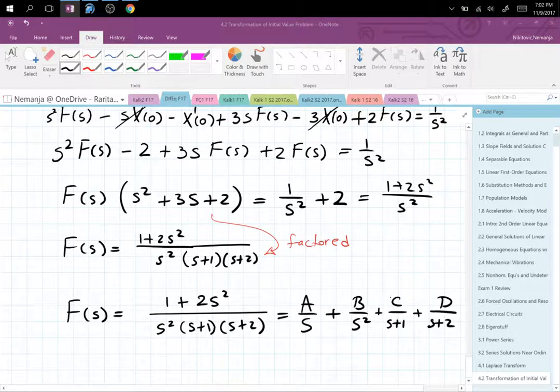I hope you all have the same setup for the partial fraction decomposition. They are different coefficients. Yes, that's the linear, s plus 0. So it's a repeated linear, which means s squared. And then a single s plus 1, single s plus 2.